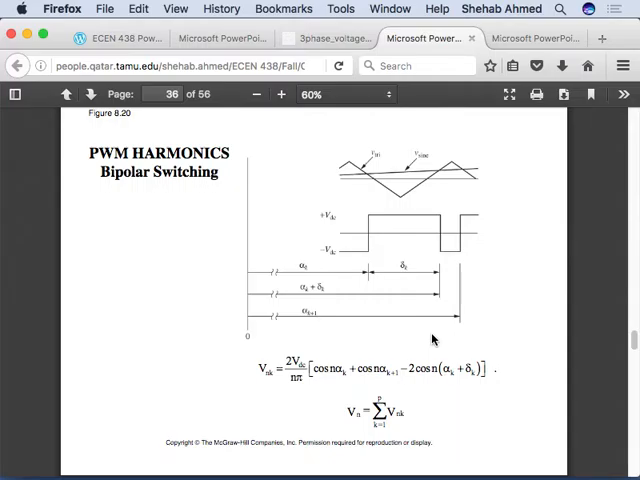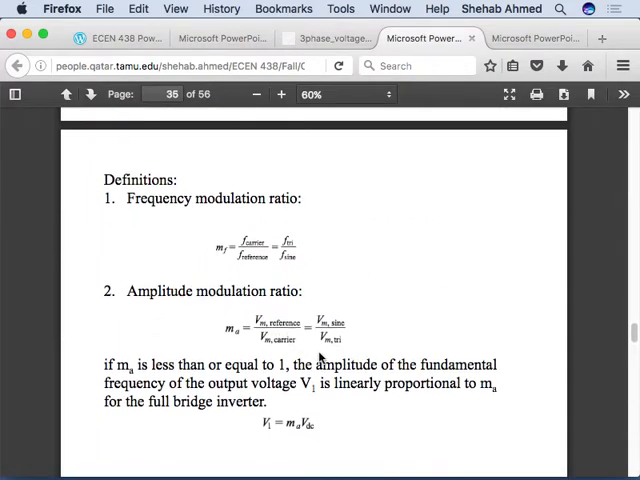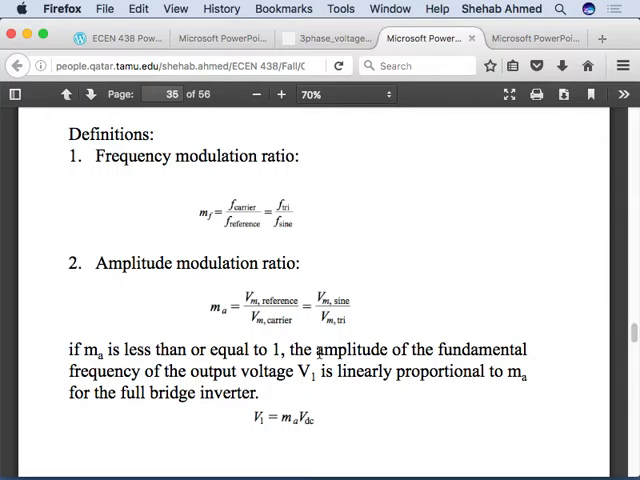What is amplitude modulation? Amplitude modulation is the ratio between the reference sine wave and the triangular waveform, right? It is sort of an indication of the magnitude of my output. How is my output magnitude controlled? It's controlled by the intersection of my sine wave, my reference waveform, with my triangular waveform, right? If the sine wave is large, then I expect to get a large output. If the sine wave is small, I expect to get a small output, right?